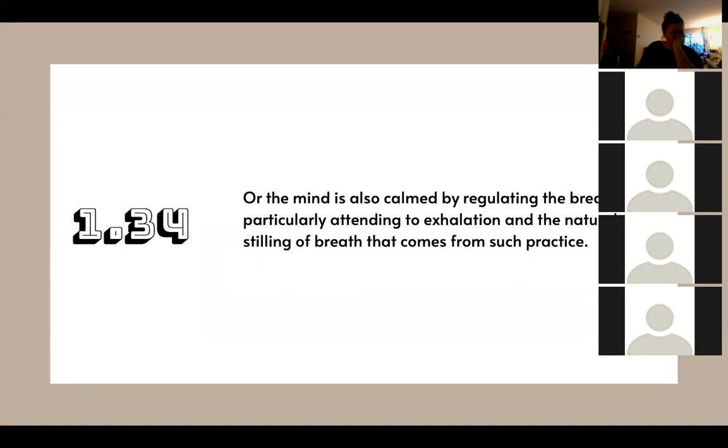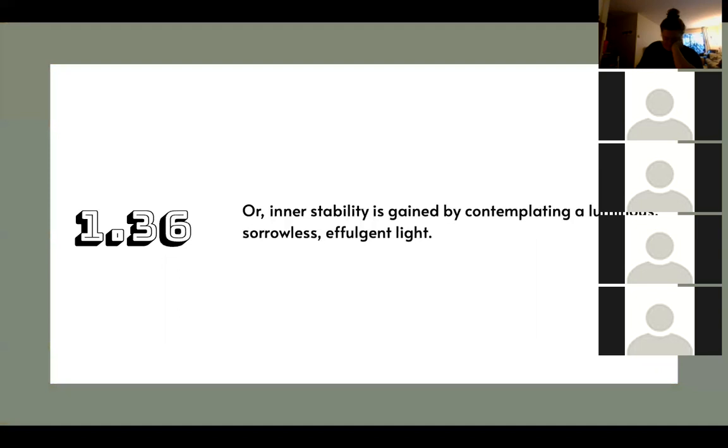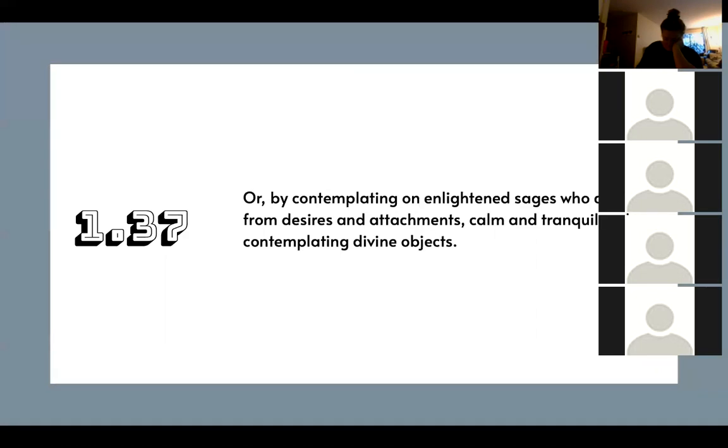The next he says is, if you can't do that, you can calm the mind by regulating the breath, right? So you can cultivate the qualities of the heart or work with the breath. Or the next is to contemplate an object that helps to maintain steadiness of mind or consciousness. Any object. Or you concentrate on the luminous light within. Okay. Or this one's nice. You can contemplate any wise being or anyone that you admire.